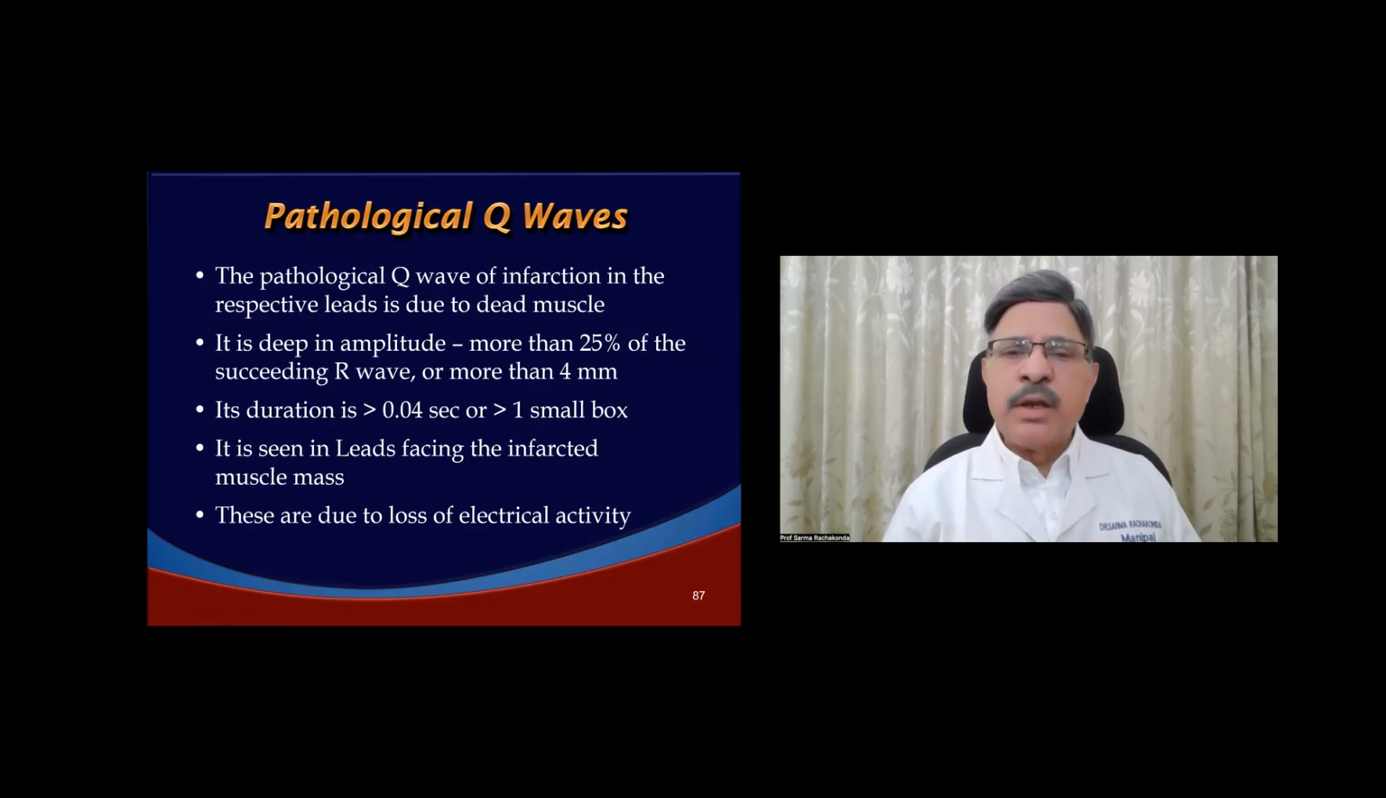Where can they be seen? They will be in the lead opposite to the lead of infarction. If the lead of infarction is lateral, V5, V6, you see the Q waves in V1 and V2. If the infarction is inferior, L2, L3, you see the Q waves in the opposite lead. Okay.